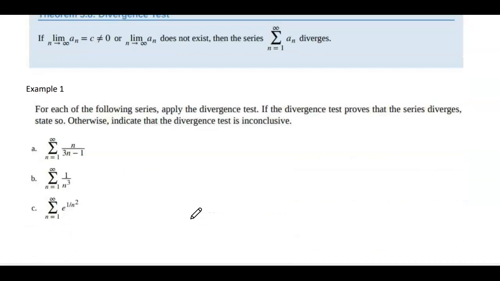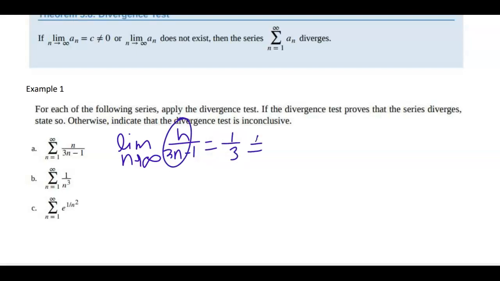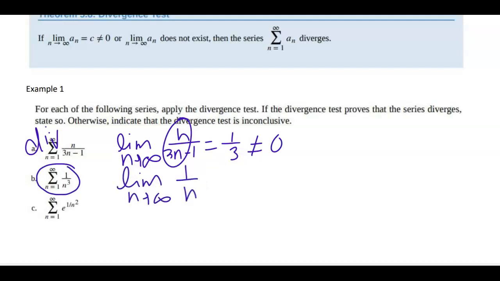Okay? So for example, if I look at A and I'm looking at the limit as n goes to infinity of my sequence, this goes to 1/3. That's not 0, so this whole thing must diverge. If I have 1 over n cubed, it equals 0. Okay? Therefore, there's another test that I would then need to do, so keep going with this.